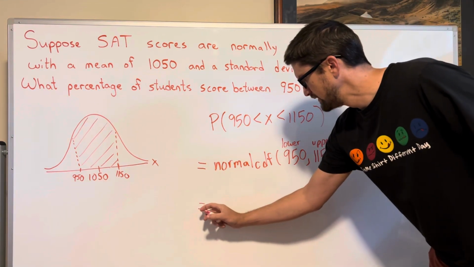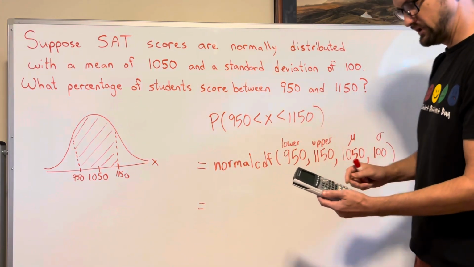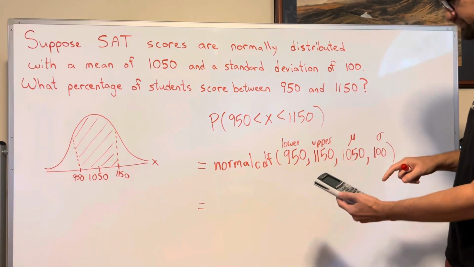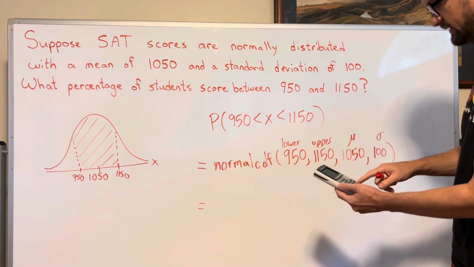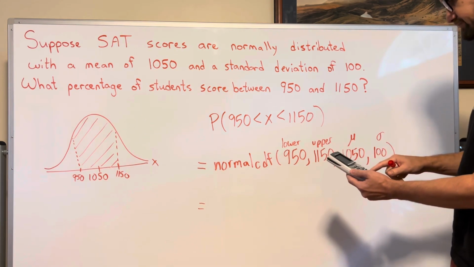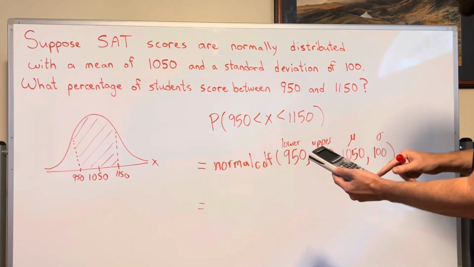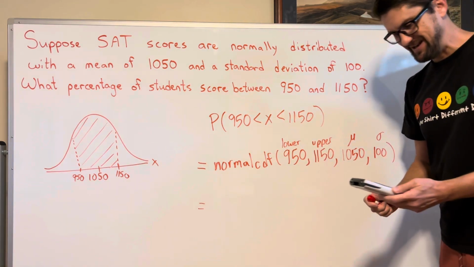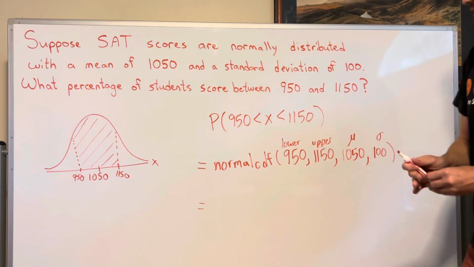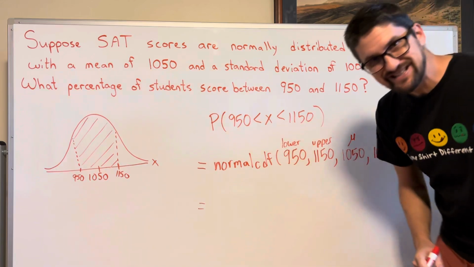All right, let's just put this in the calculator. So I got normal CDF, plug in 950, put a comma, 1150, comma, 1050, comma, and then the standard deviation, 100. I'm getting a big long decimal number. Now this is going to give you the probability in decimal form.